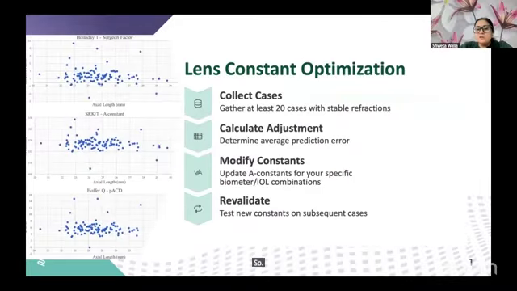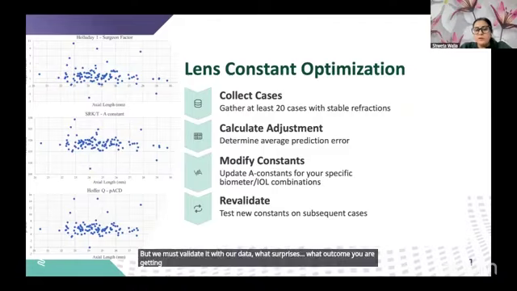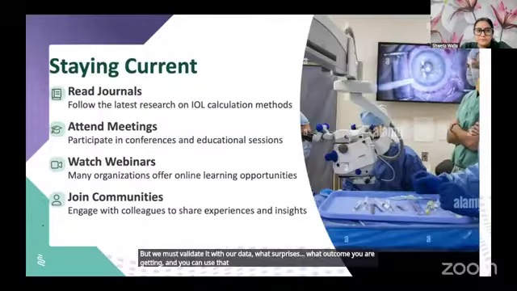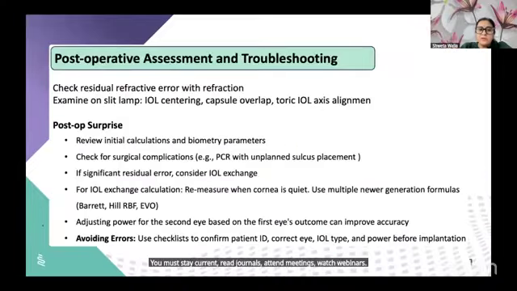Lens constant optimization is also very important. We usually take the lens constant that is mentioned on the IOL, but we must validate it with our data, what surprises, what outcome you are getting, and you can use that A constant for them. You must stay current: read journals, attend meetings, watch webinars, join the communities.